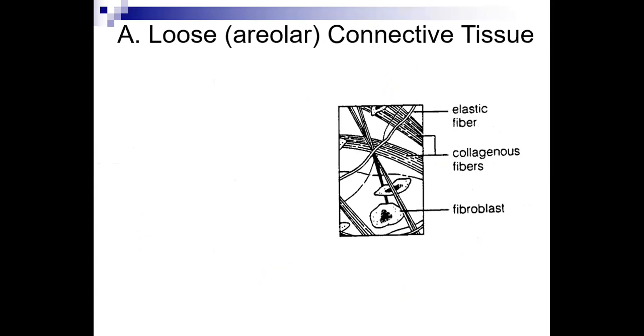Loose areolar connective tissue. This loose connective tissue is also called areolar tissue. Before we go anywhere, I want you guys to check out this image. Do this drawing on your own. The thick fibers are collagen. The thin fibers are elastin. The cells are fibroblasts. Here we go.